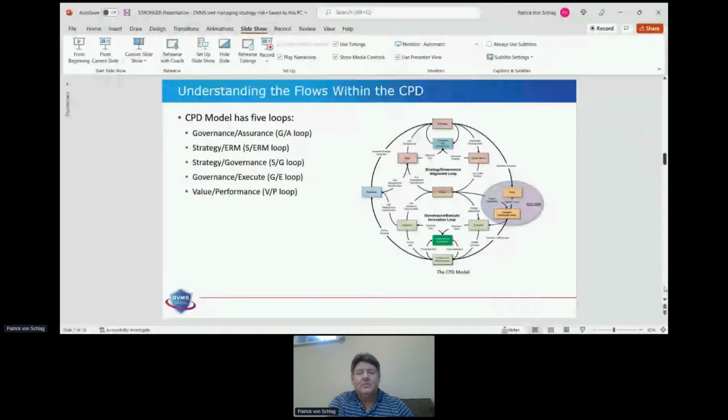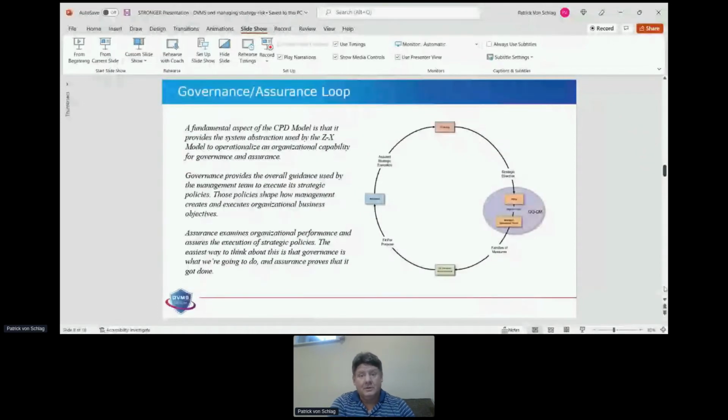So the first of them, the one around the outside, we call the governance and assurance loop, right? This, of course, begins from an organizational perspective at the very top, the board of directors or whatever the senior most governing body is. Right, it's their job to establish organizational strategies, to establish broad organizational policies that we are expected to follow as we execute strategies.